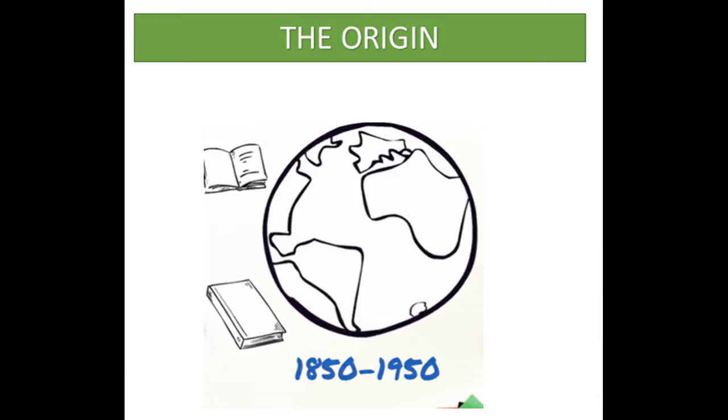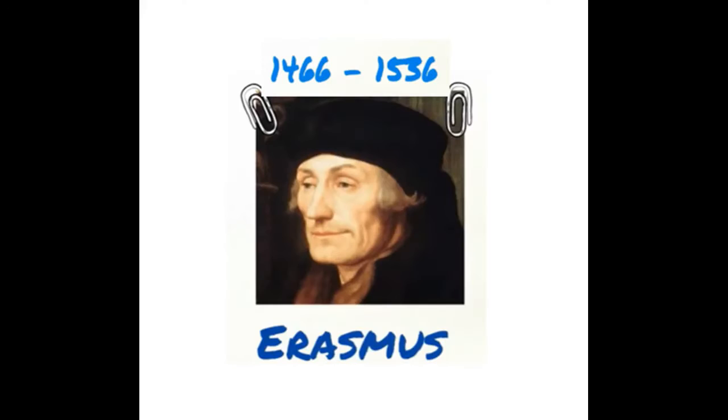The grammar translation method was the predominant method of teaching a foreign language through the second half of the 19th century up until the second half of the 20th. But actually, the origins can be traced way back when the Earth was still believed to be flat.